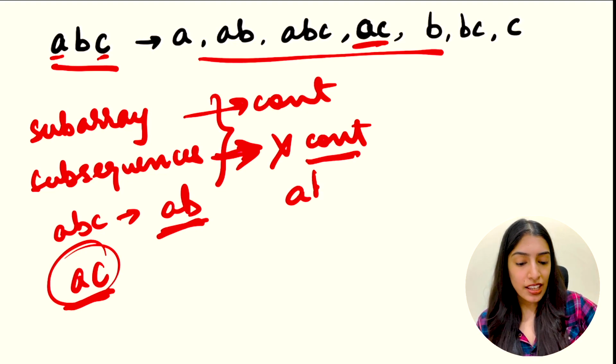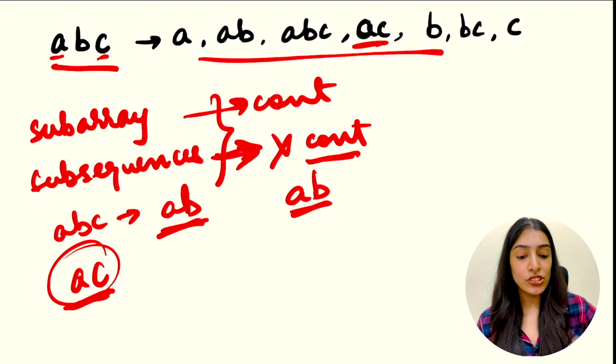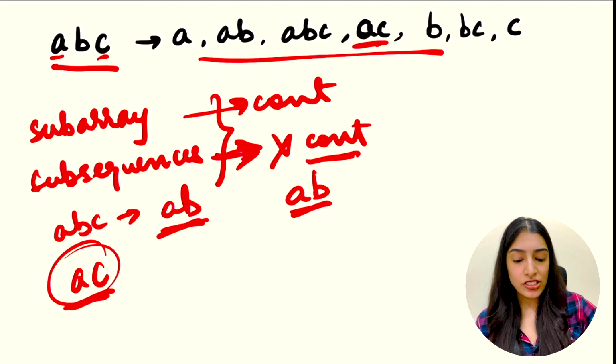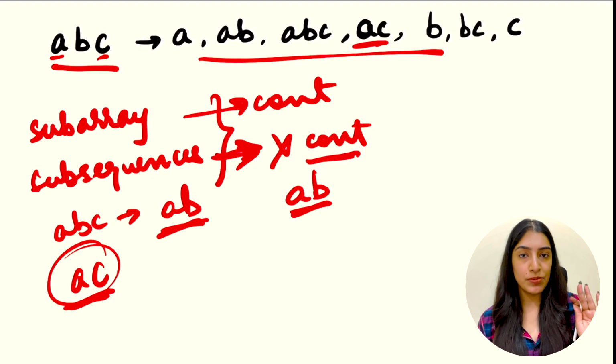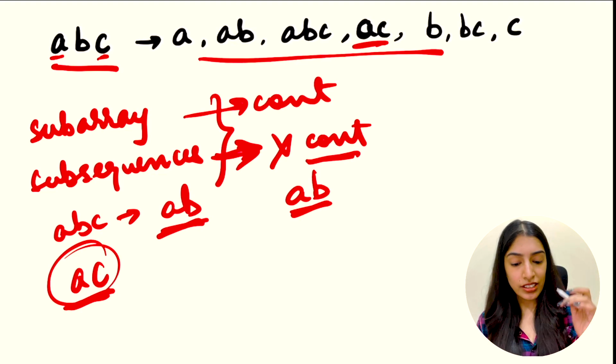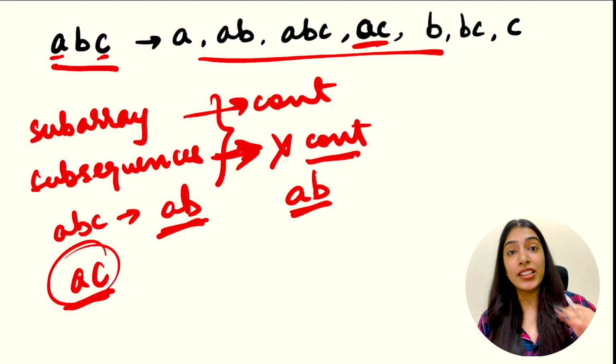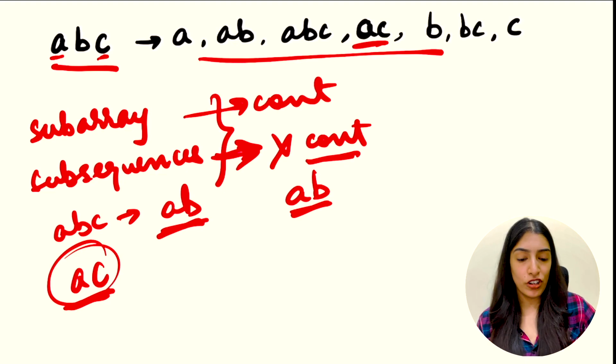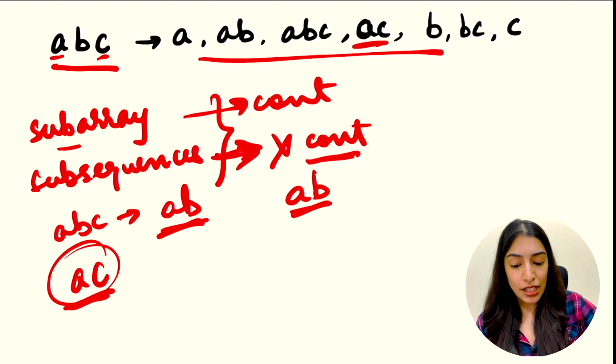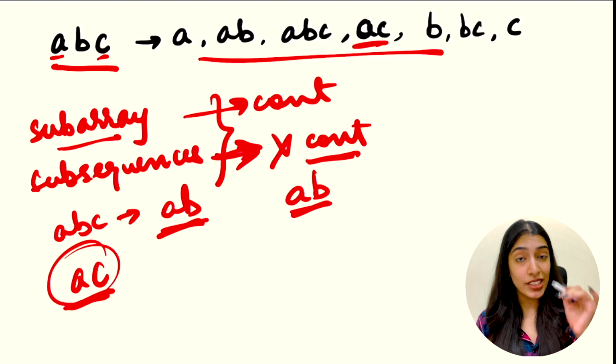So if we say AB, it is continuous. So yeah, it is subarray, but it is not like because it is continuous, it will not be subsequence. It is not like that. So in subsequence, it can be continuous or it cannot be continuous. Like maybe or may not be. You don't know. Okay. But in subarray, it has to be continuous. So that is the difference.